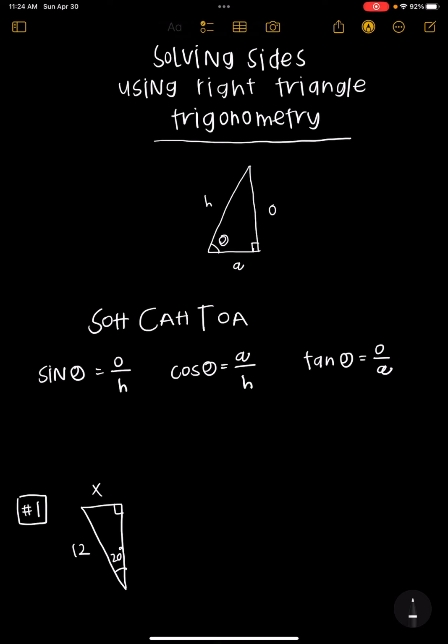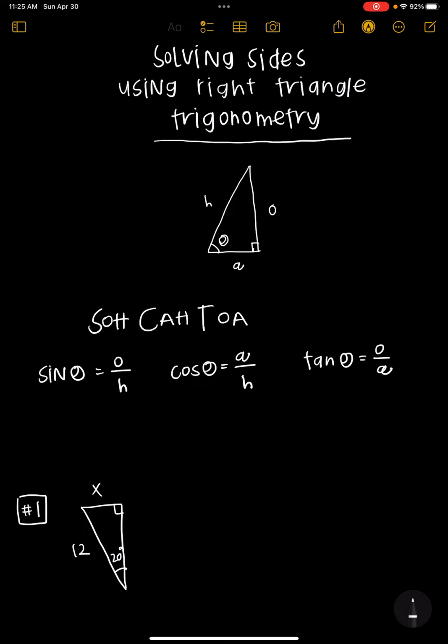Hi everyone, so we just learned about how to solve for angles using right triangle trigonometry and SOHCAHTOA, or sine, cosine, and tangent. And now we're going to be talking about how to solve for sides using that right triangle trigonometry, same stuff. So it's really similar to the previous video. We're going to use the same ratios and all of that, but now instead of solving for theta, we're going to be solving for x.